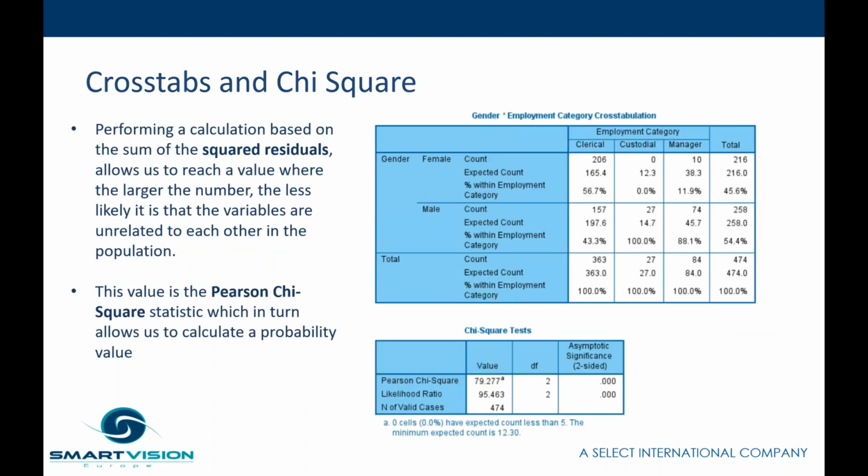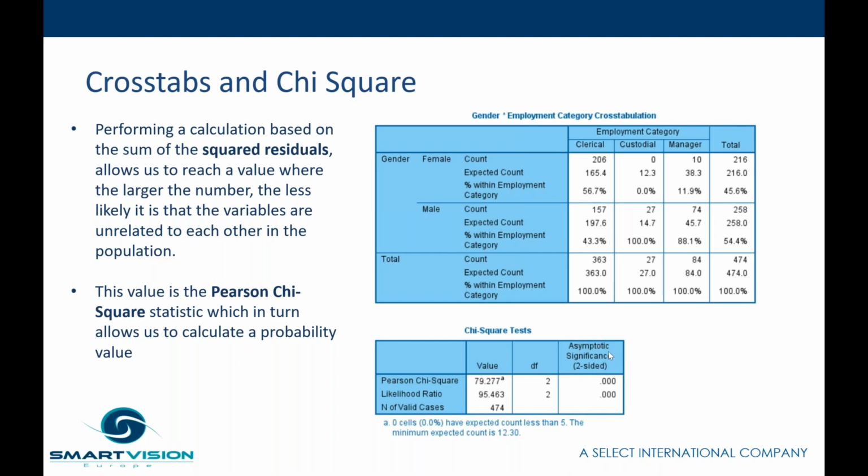And the larger that number, the less evidence there is to support the null hypothesis. That number is called the Pearson chi-square statistic. We perform a calculation which is based on the squared residuals, where we sum them. It's a wee bit more involved than that, but not much more involved than that, where we sum the squares of the residuals. And the larger the number, the less likely it is that the variables are unrelated to each other in the population. This value is used to calculate a Pearson chi-square statistic, which is down here.